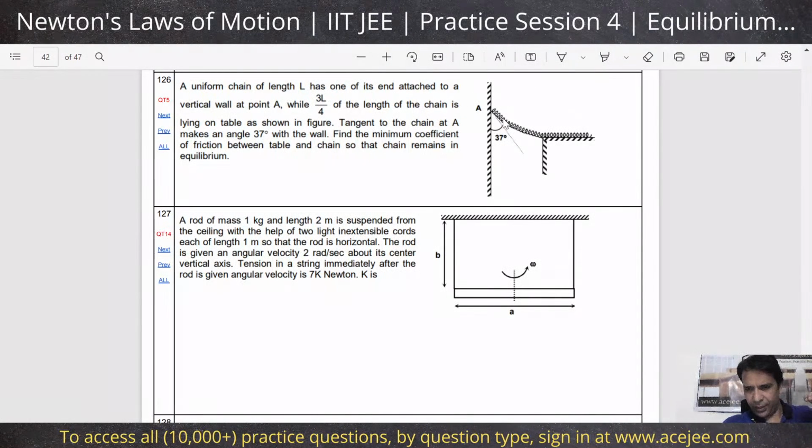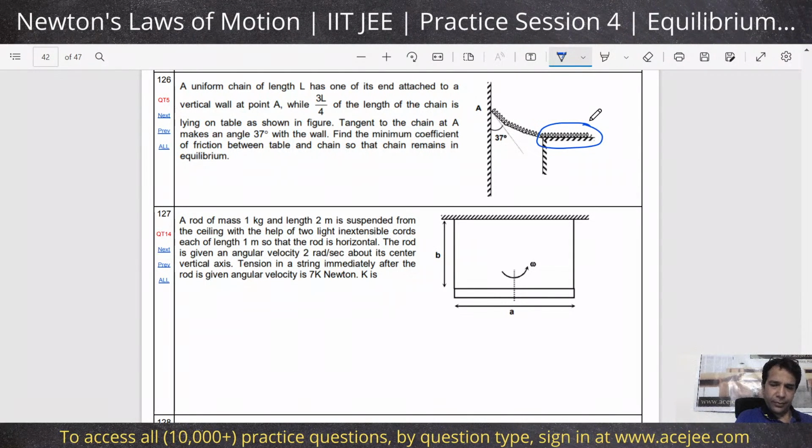Here you have a heavy chain left hanging like this. At this point A, the angle is given as 37 degrees, which means that the tension force is acting along that line, making an angle of 37 degrees. And then you have to figure out the minimum coefficient of friction between this part, which is on the table here.